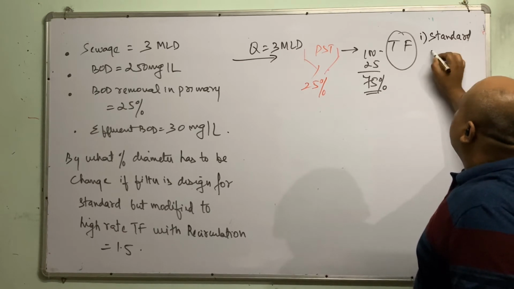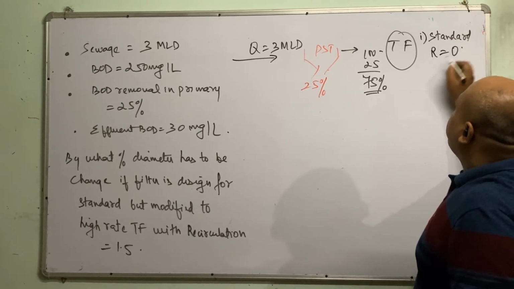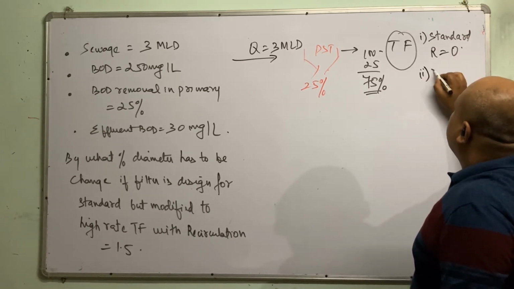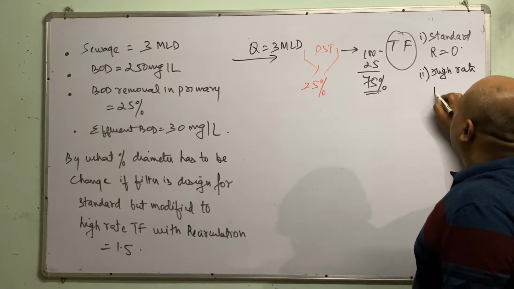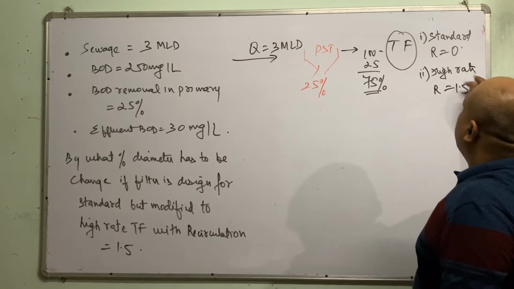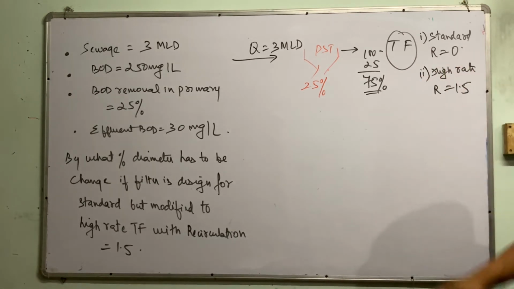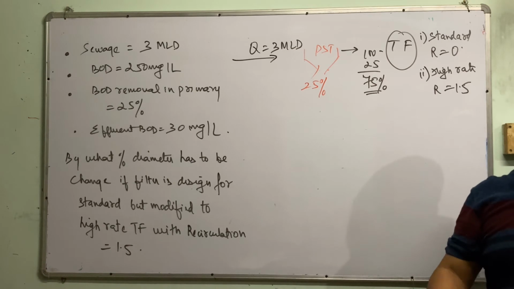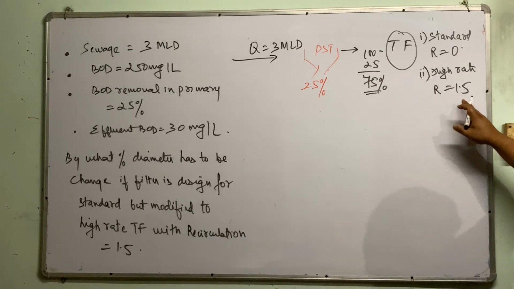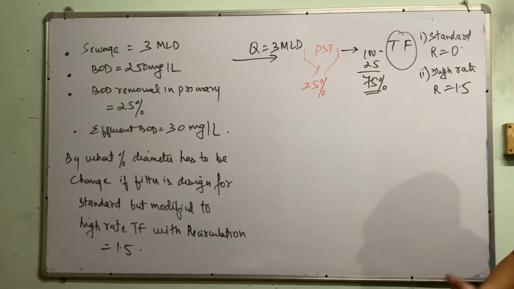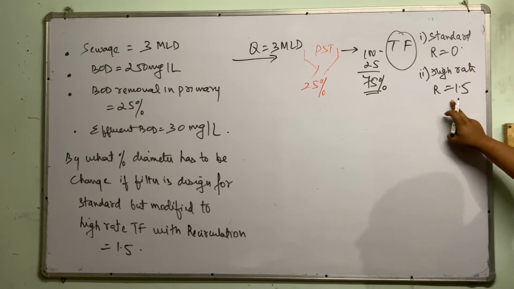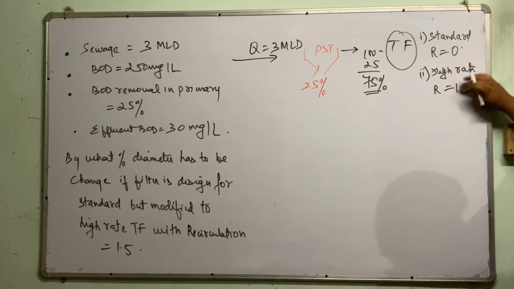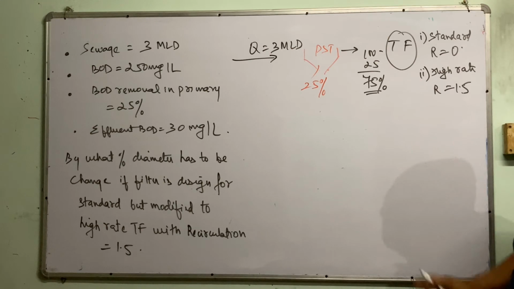Standard means the recirculation factor is equal to 0. Another one is high rate, that is R is equal to 1.5. When you design for standard, the diameter of the trickling filter will be a particular value. When you design for high rate, the design will be for a different value. If you want to recycle, definitely the volume will be large, the diameter will be large. The question is, what will be the change in the diameter from this to this? Is the question clear?